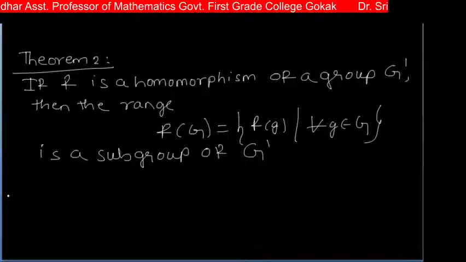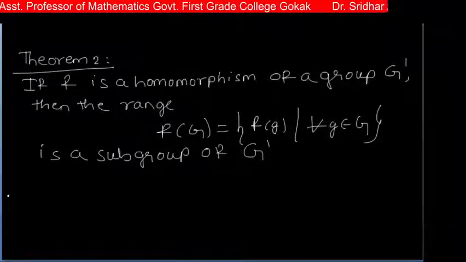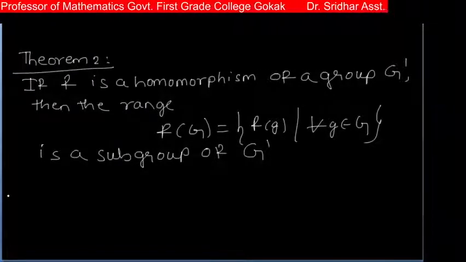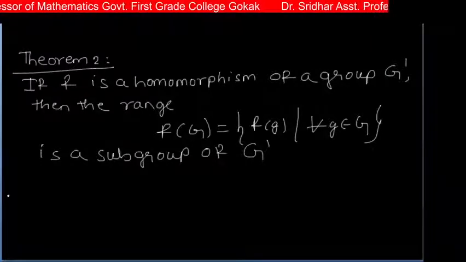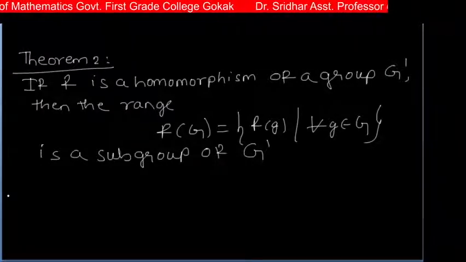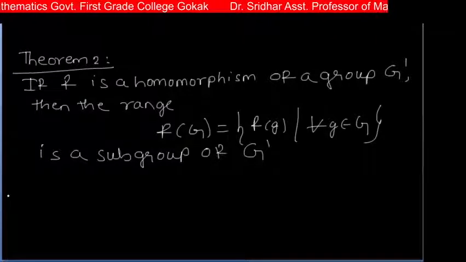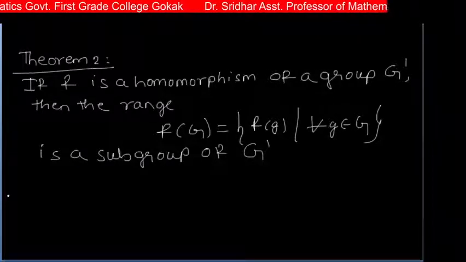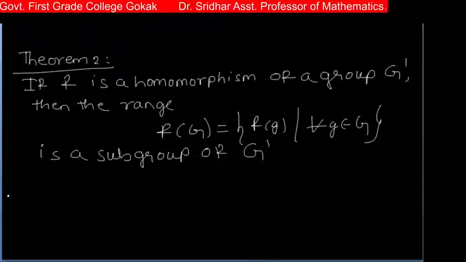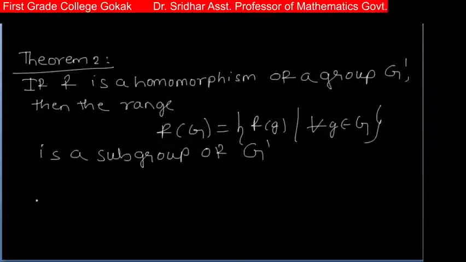If f is a homomorphism of a group G to G dash, then the range f of G is equal to f of g such that for all g belongs to G is a subgroup of G dash. So this is what we have to show. Now here is the proof.